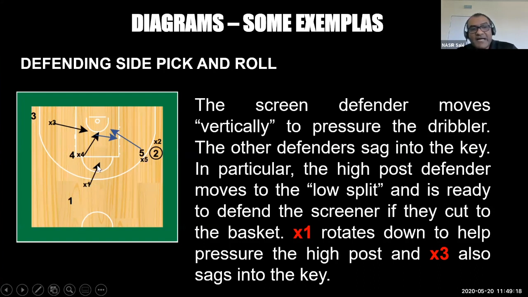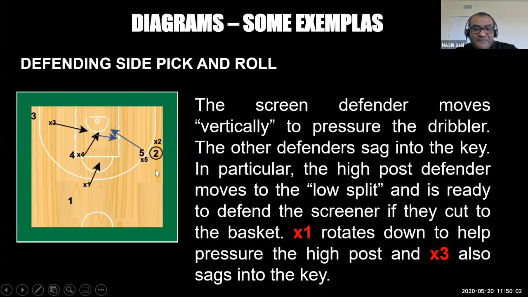The X1 comes to the midline to improve the sag situation in the key. This is important because if the 2 comes to the middle, the X2 does not have the timing to close. We have the X1 in the sag position to start the first help. And sometimes the high post defender moves to the low split. This is a low split because the X4 comes to the middle and closes the 5, and goes to this low split, ready to defend.